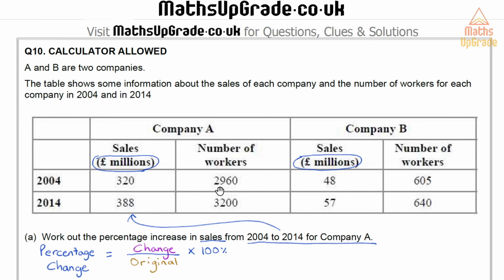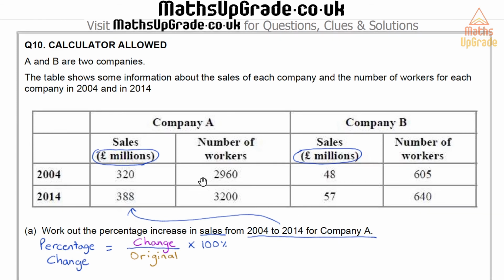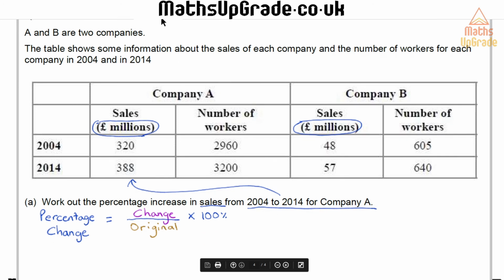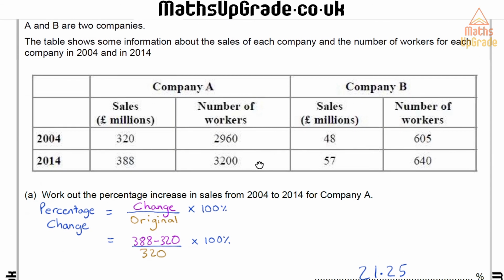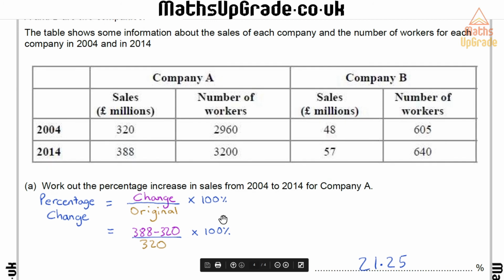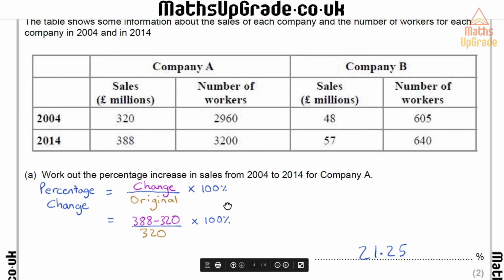Well, the percentage increase in sales is given by these columns here. So this is the column for Company A, and the formula we need is this one here again. Percentage change is a fraction of the original converted to a percentage by multiplying by 100. So quite simply, that is the change, which is 68, divided by the original, which is 320, times 100%. So that answer there is 21.25%.